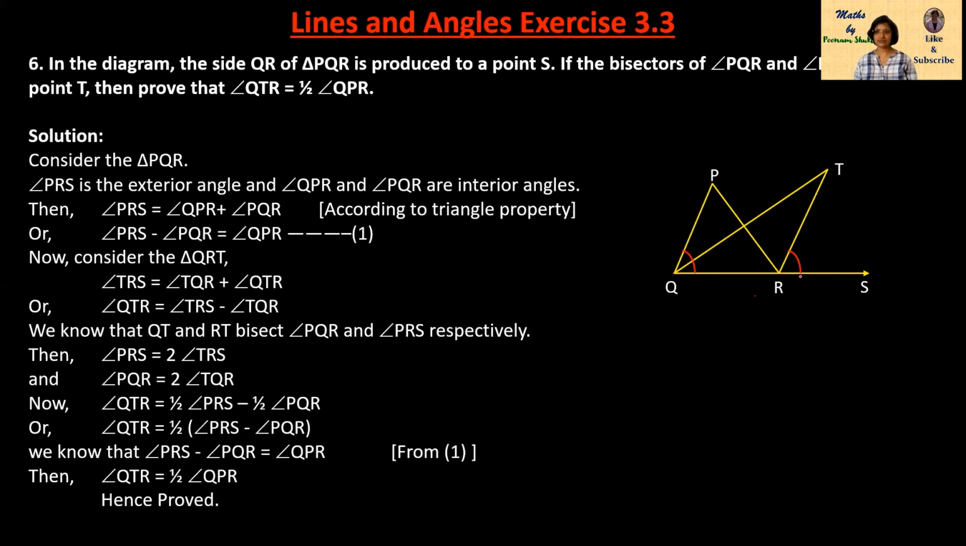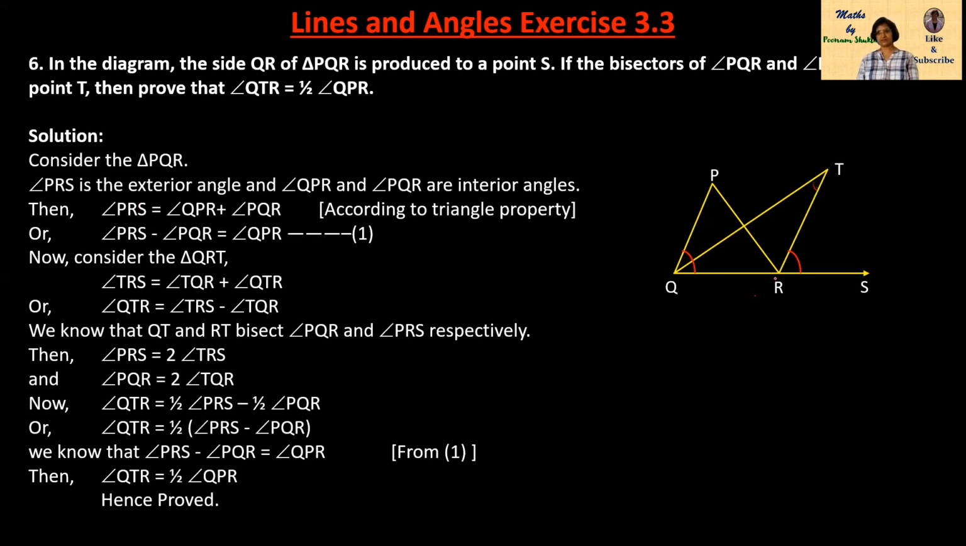QTR equals to half of QPR. Means this angle will be half of this. We have to prove that, right? So let's see what we do. First, we will consider the angle PQR. So in PQR, angle PRS is the exterior angle.